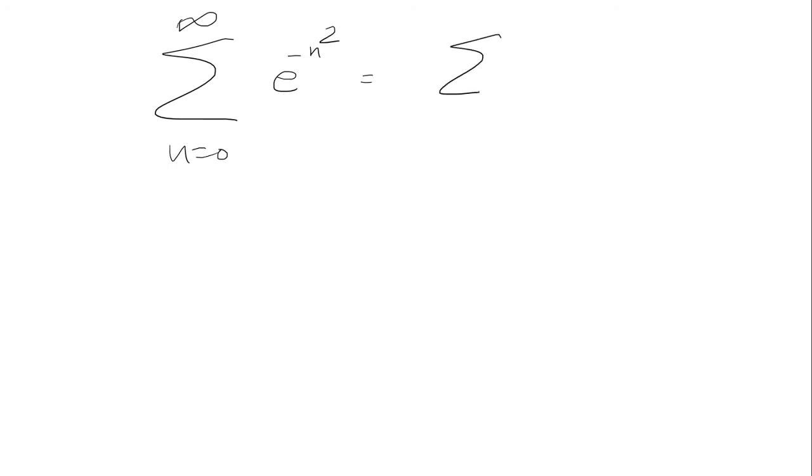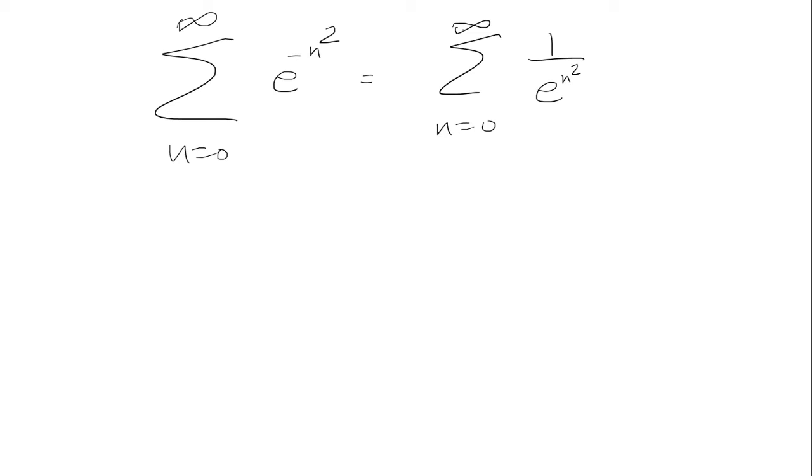Let's look at another example. We have a sum from n equals 0 to infinity, e to the negative n squared. This one will still use the direct comparison test. So we'll see how this works. Now, it would help if I just wrote this as 1 over e to the n squared. And the question is, will this converge or not?